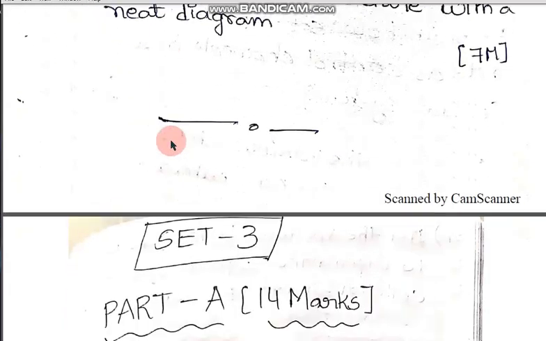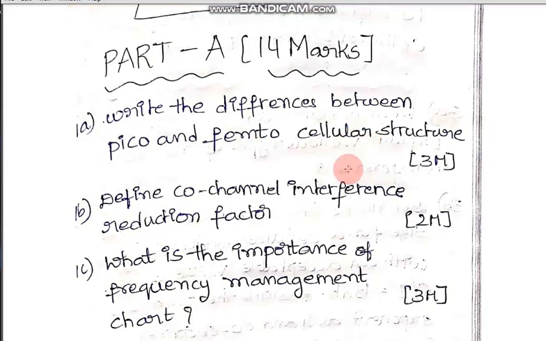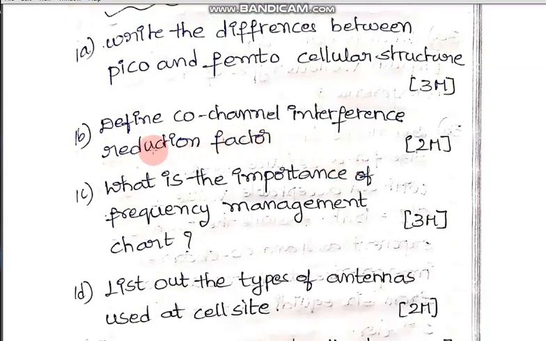So let us observe set 3. In set 3, coming to the 2 marks questions, first question is, write the difference between pico and femto cellular structure, which is for 3 marks. And second question is, define co-channel interference reduction factor, which is for 2 marks.